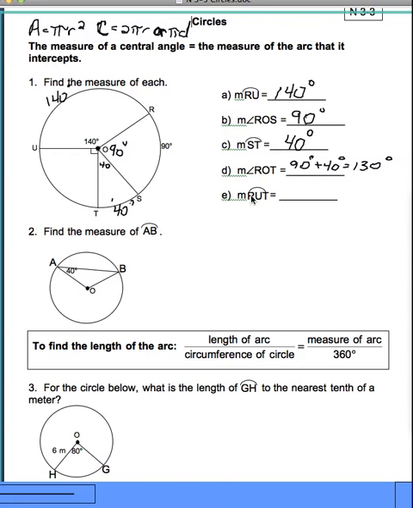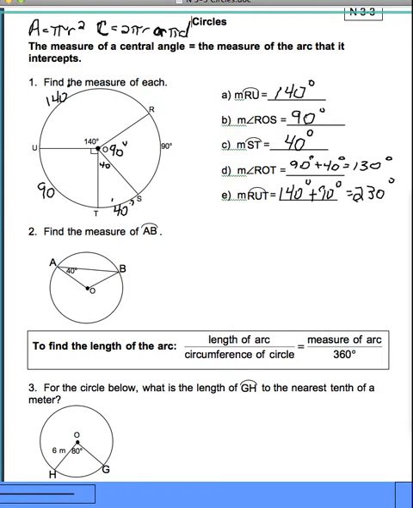Now, measure RUT, which you notice is an arc named with 3 letters, so it's going to be a major arc. It's going to go from R to U all the way around here to T. So we know that this is 140, this is 90, across from this 90-degree angle. So the measure of our arc RUT is 140 plus 90, or 230 degrees.